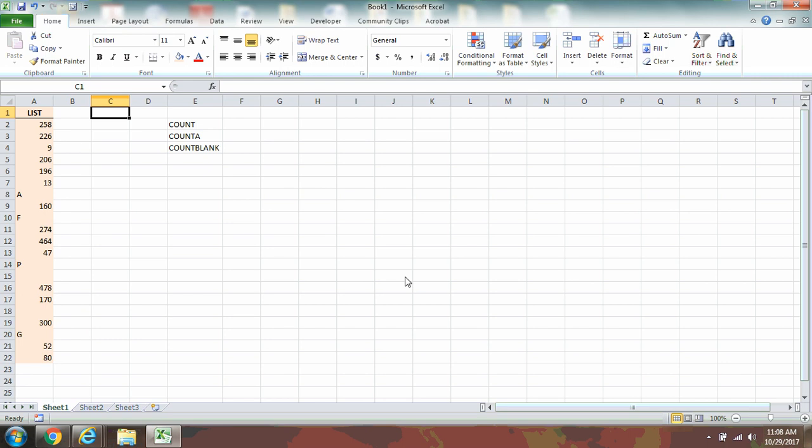Today we'll be covering some really important, basic, vital functions called the COUNT, COUNTA, and COUNTBLANK functions. These are really important for your everyday work, especially when trying to identify important information.